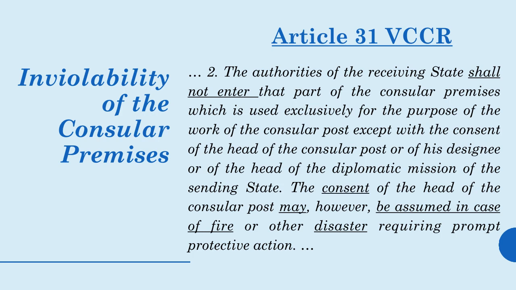As we can see, Article 31 of the Vienna Convention on Consular Relations does not grant consulates comprehensive inviolability. Agents of the receiving states are forbidden to enter the premises of the consular post without the consent of the head of that post. In case of a fire or disaster, however, the consul's consent may be assumed, as has already been discussed.